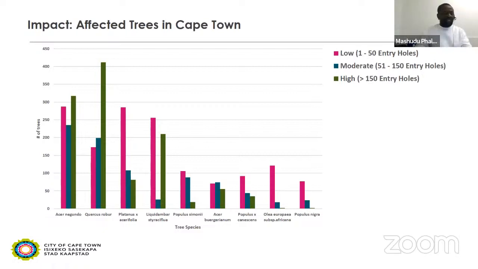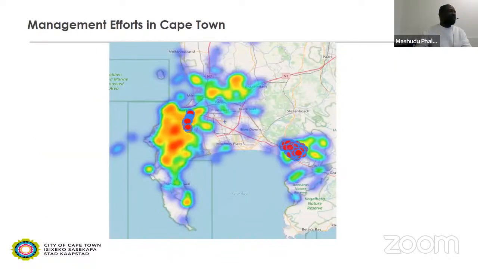So what we've done in the City of Cape Town is take the monitoring data that we've got and do a desktop exercise to estimate how the invasion is likely to spread moving forward. This is the Somerset West area where we first found the beetle in 2019, and this is the southern suburbs where we found the beetle invasion now in 2023.